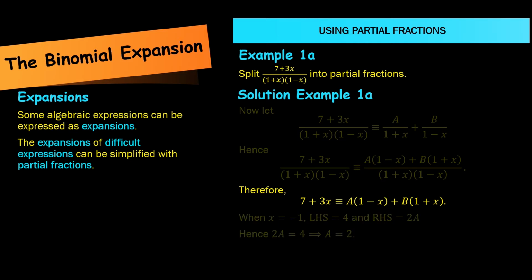Now let's look at trying to find b. This time we're going to plug in x equals 1. When we plug in x equals 1 on the left-hand side, we obtain 10. And when we plug in x equals 1 on the right-hand side, we obtain 2b. Notice that this time the a term has completely disappeared, and this of course is why we chose the value x equals 1. So now we have that 2b is equal to 10. And of course this implies that b equals 5.